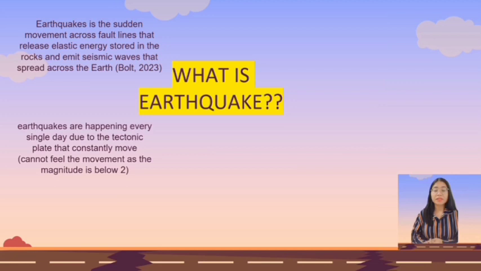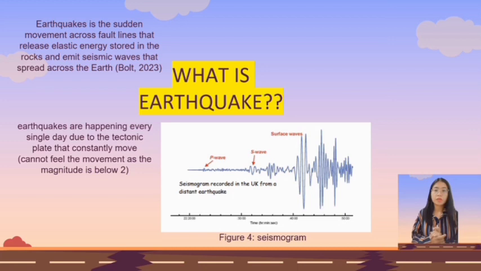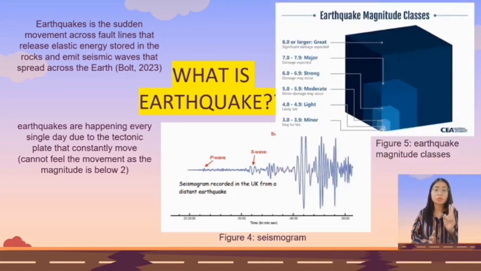Basically, earthquakes are happening every single day due to the earth's tectonic plates that constantly move, but we cannot feel the movement as the magnitude is small, which is below 2. Earthquakes are not a worse natural disaster if the magnitude is below 2, which can be detected through seismograms, but it is able to destroy the ecosystem, including affecting the world population, if the magnitude reaches 9.5 to 10.